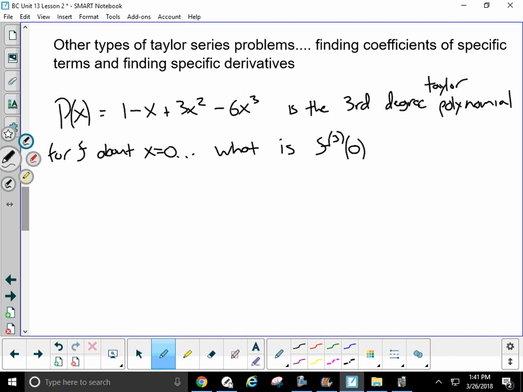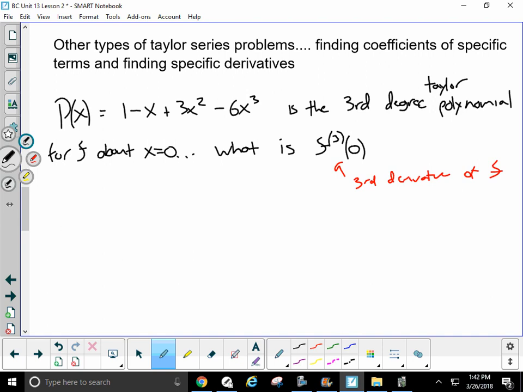What is f to the 3rd of 0? First thing to do is to translate as this is the 3rd derivative of f at 0. Just get through this problem, and then I'm going to keep talking. You guys can go if you need to go. Okay? 3rd derivative of f at 0.